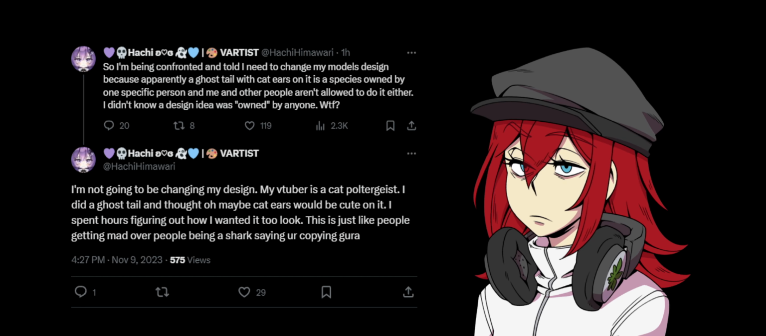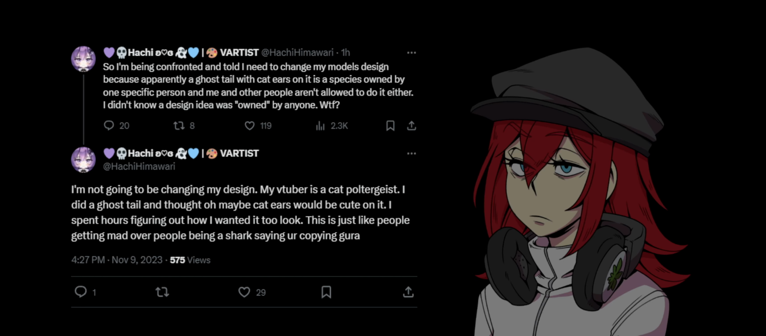So I'm being confronted and told I need to change my model design because apparently a ghost tail with cat ears on it is a species owned by one specific person, and me and the other people aren't allowed to do it either. I didn't know a design idea was owned by anyone. WTF. I'm not going to be changing my design. My VTuber is a cat poltergeist. I did a ghost tail and thought, oh, maybe cat ears would be cute on it. I spent hours figuring out how I wanted it to look.